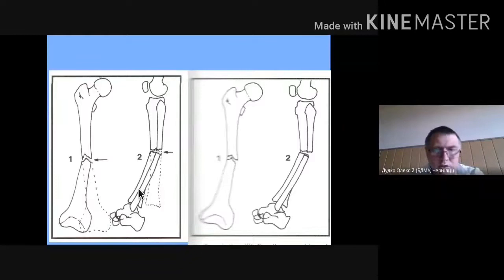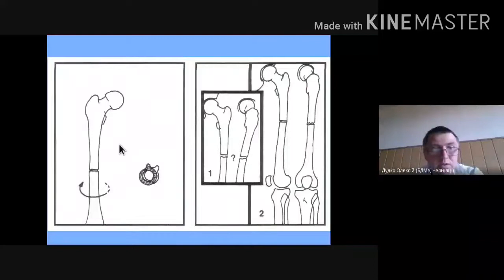And the last but quite important displacement is rotational displacement. Looking at this film, you may think that there's no displacement, but actually it is rotation. And to see this rotation, we should make a long film, and only in a long film you can see one joint, another joint, and see that one joint is in the position of rotation. Okay, so to check the rotation, you need to make a long X-ray.